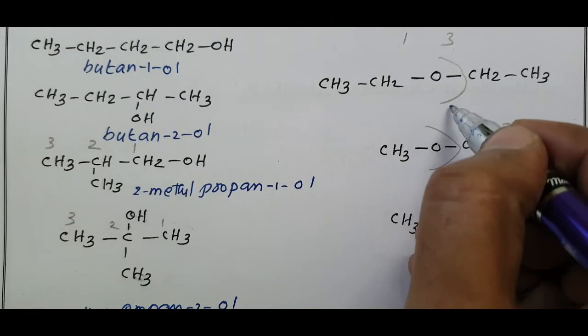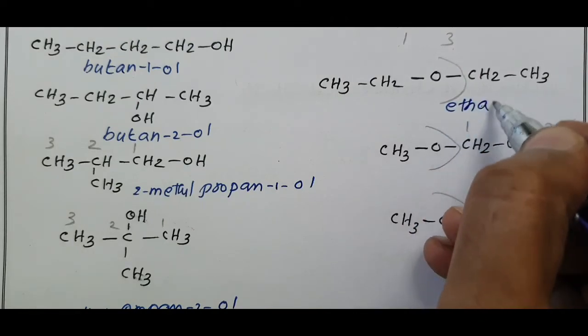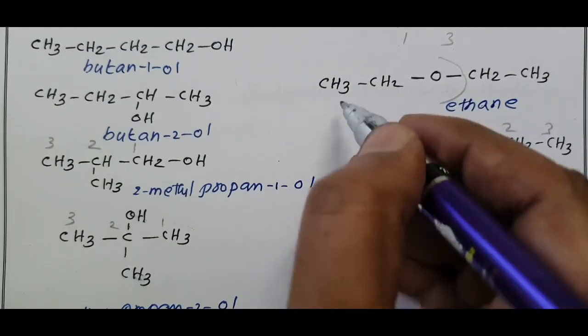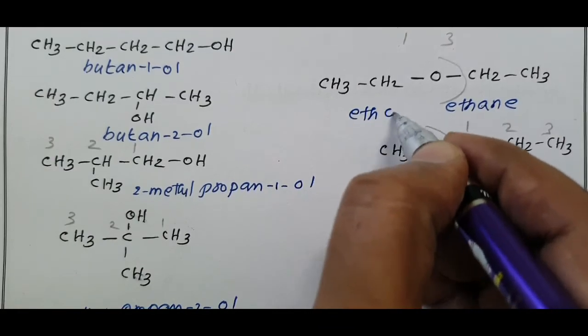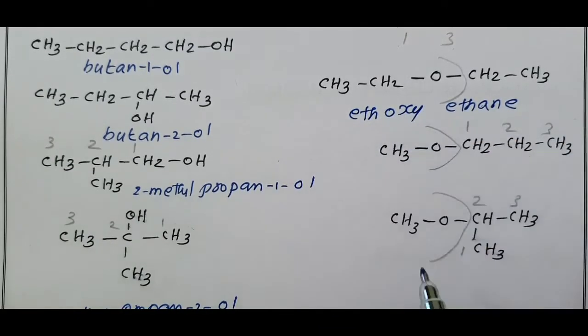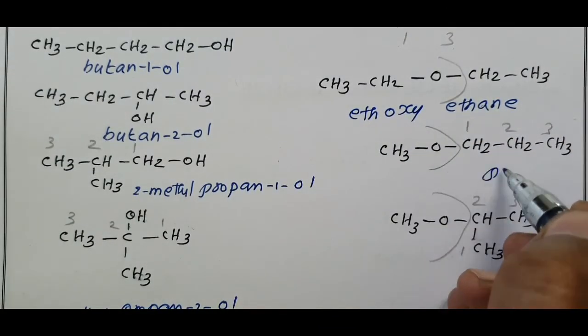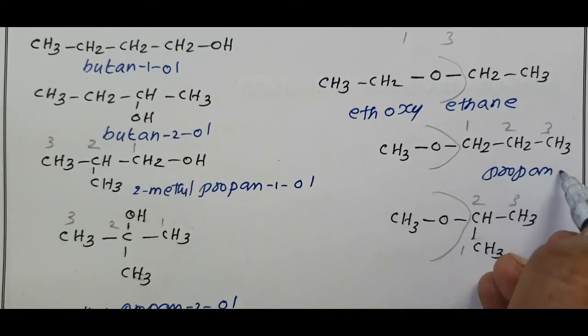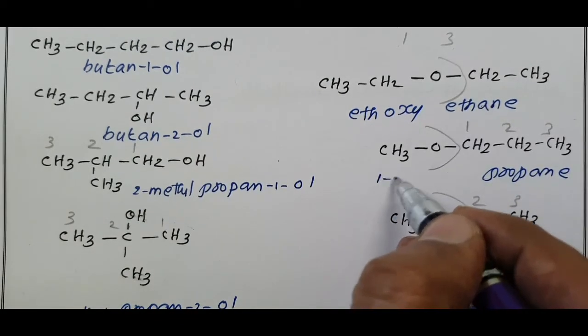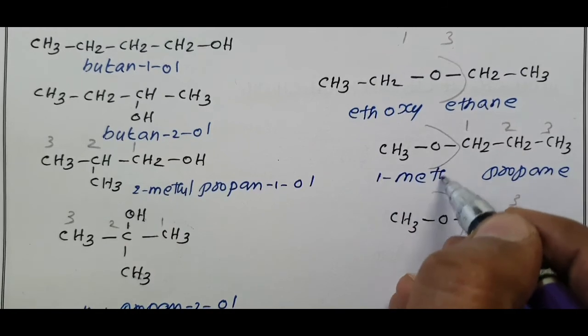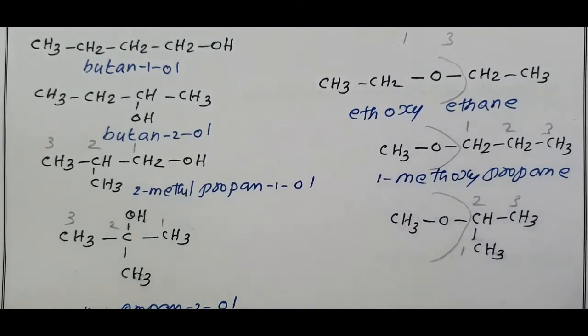2 carbon: eth; carbon single bond: ethane. Here 2 carbon: eth; presence of oxygen: oxy; ethoxy ethane. 3 carbon: prop; carbon single bond: propane. First carbon has 1 methoxy group, therefore 1-methoxy propane.